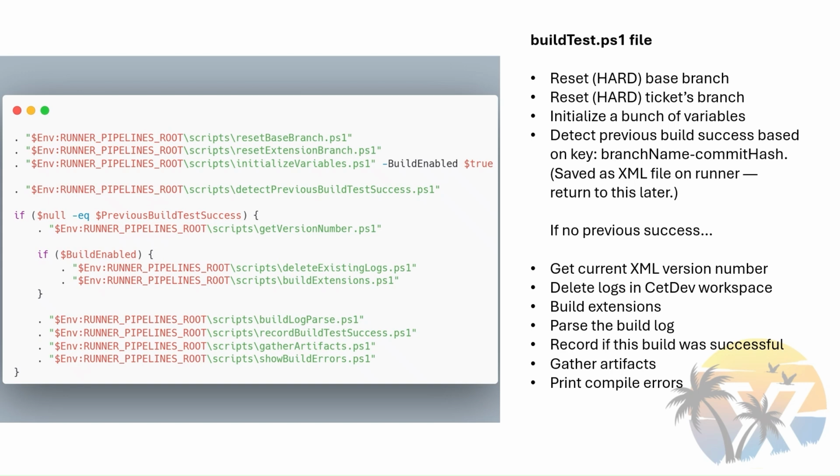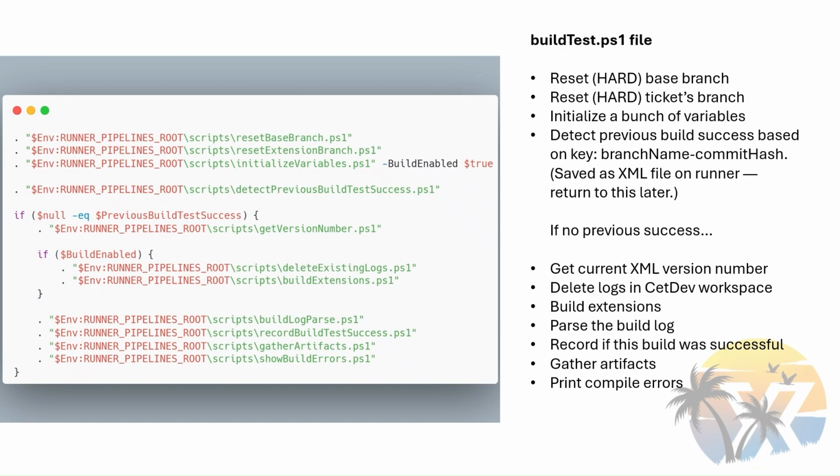First, we are going to reset hard our base branch, so our CET developer base branch. We're going to navigate into that CET, we're going to navigate into the base folder. We're going to do a reset hard, similar to what I did with the PowerShell repo. Then I'm going to navigate into the ticket branch, or our extensions branch, and then reset hard that. Make sure it's up to date with the latest code for that branch.